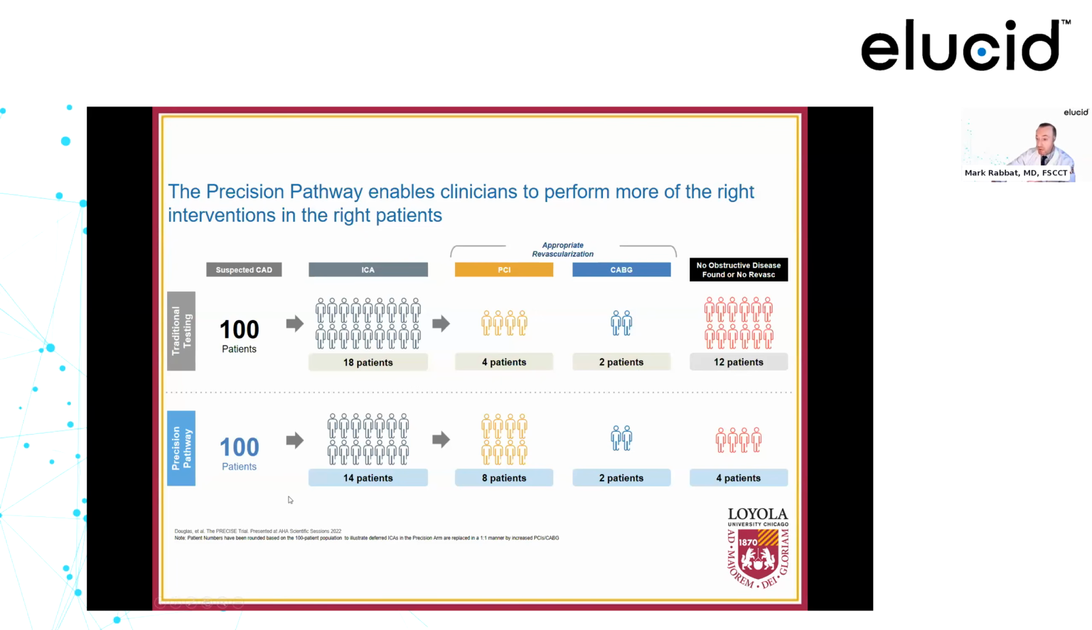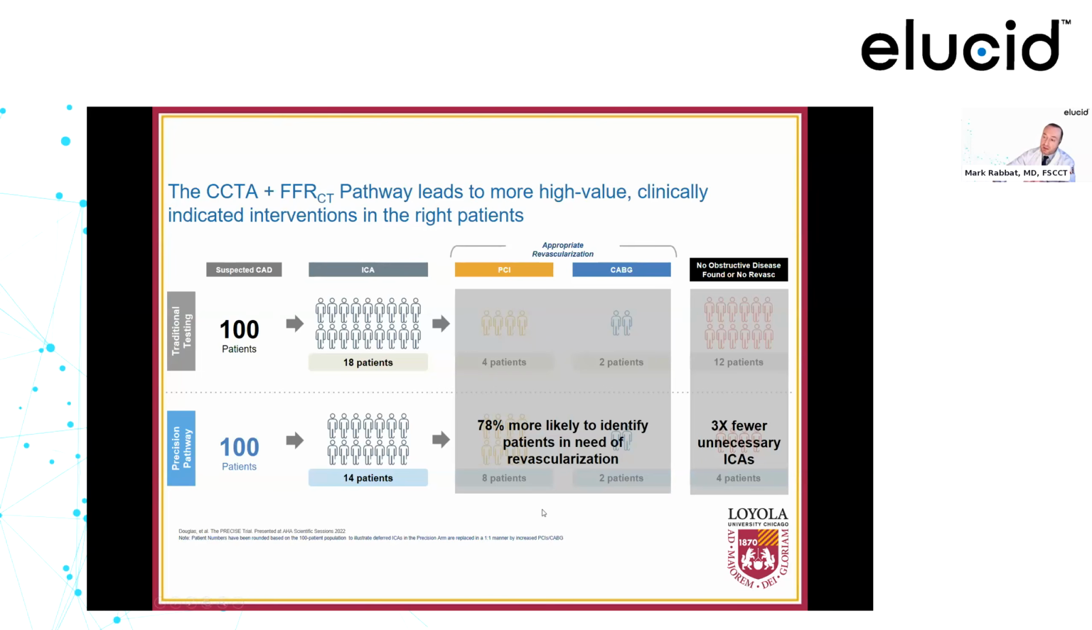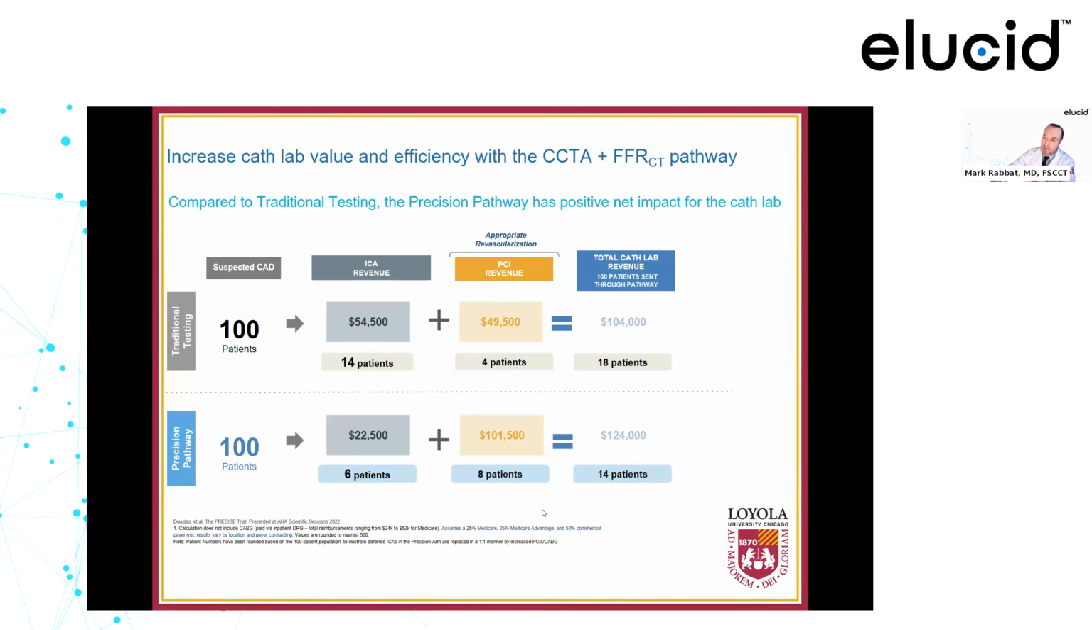Now, in the precision pathway, let's take a similar 100 patients, 14 of whom would have undergone an invasive coronary angiogram. So four fewer invasive coronary angiograms, but you can see that 10 of those 14 would undergo appropriate revascularization, and only 4 of those patients would have been found to have no obstructive disease and would not have received revascularization. So you can see that there's a 78% greater likelihood to identify patients in need of appropriate revascularization with the precision pathway compared to traditional testing, and 3 times fewer unnecessary invasive angiograms.